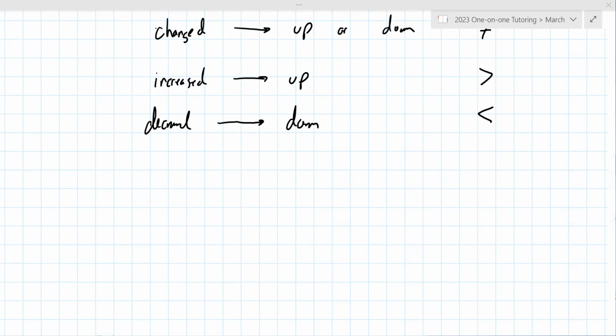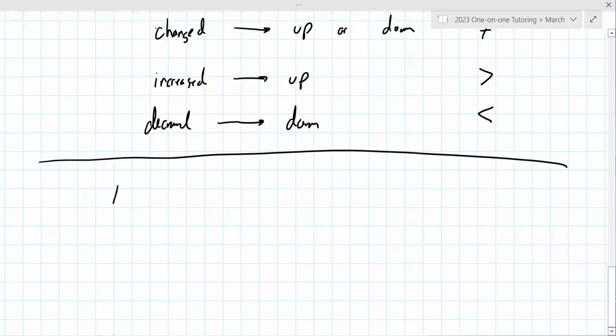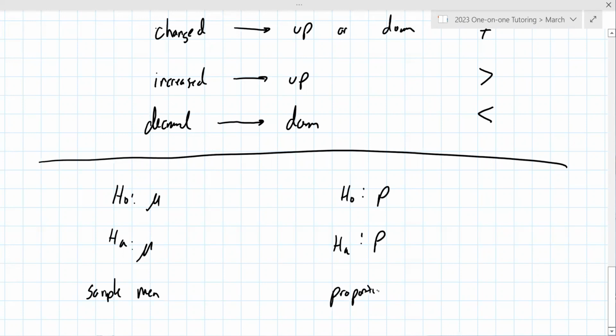Is that okay? Yeah. Okay. And it looks like you're doing two types of problems. You're either doing the one where it's mu and mu. This is for a sample mean. Or you're doing the one on a proportion, P and P. Sorry, not population, a proportion.